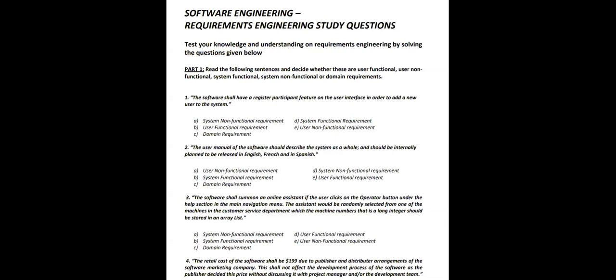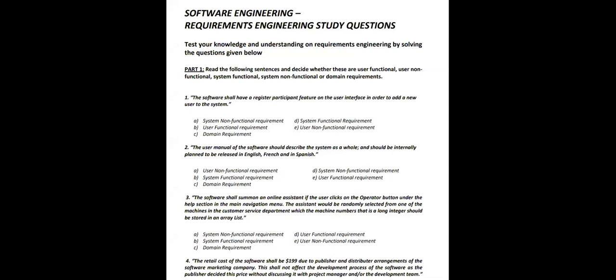Right, let's just read the first four questions and I'll leave you guys to do whatever you want to do. So test your knowledge and understanding of requirements engineering by solving the questions given below. Read the following sentences, decide whether these are functional, non-functional, system non-functional, or domain. The software shall have a register participant feature on the user interface in order to add a new user to the system.